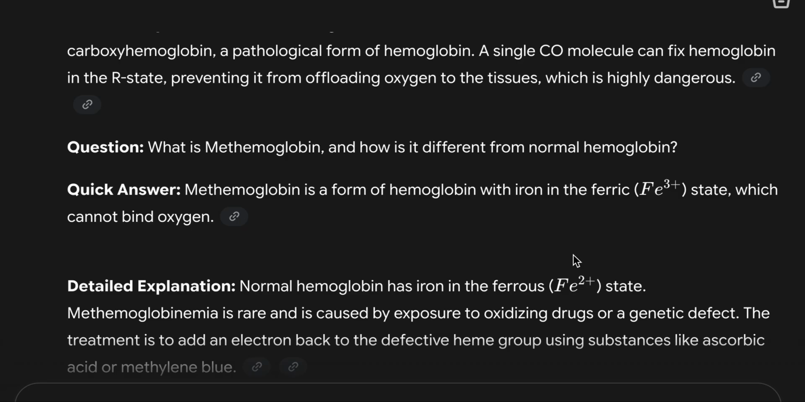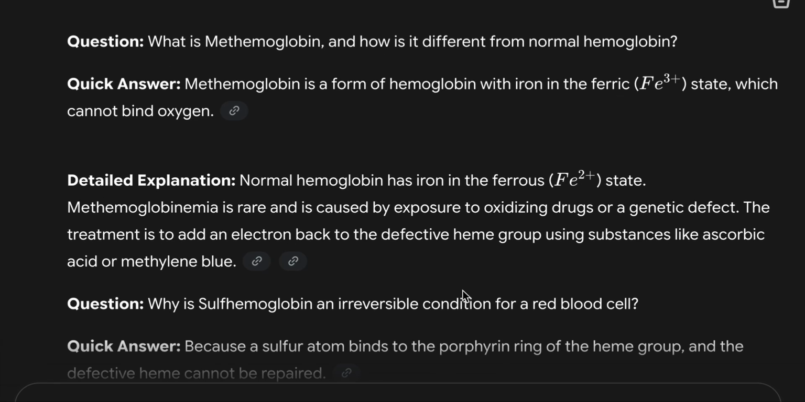So remember, in normal hemoglobin, iron is going to be in the Fe2 plus state. Normal hemoglobin has iron in the ferrous Fe2 plus state. So ferric is bad. Fe3 plus is not good. Methemoglobin turns the Fe2 plus, the ferrous, which is good and normal, into ferric, Fe3 plus.